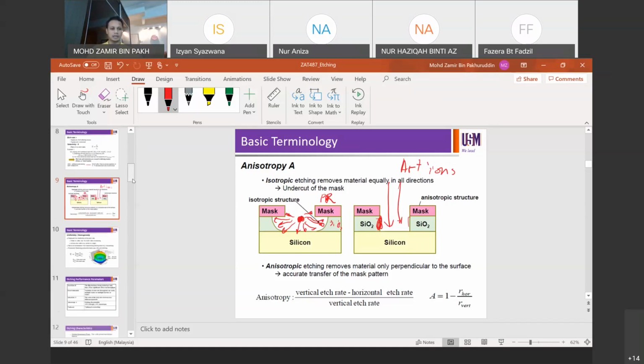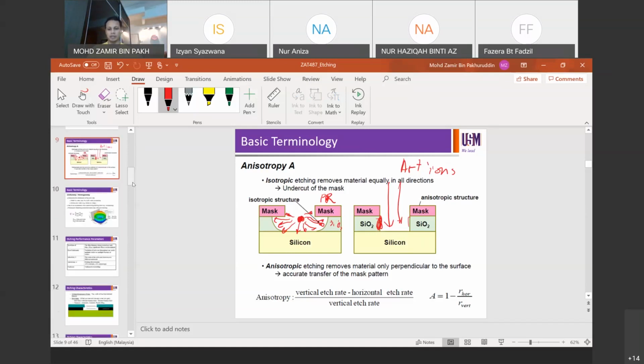So the higher the anisotropy, the more vertical the structure is. Because if it's very vertical, then 1 minus horizontal is not much, not much divided by so much, so you're going to get something close to 0. 1 minus something close to 0 is close to 1, so that is very, very anisotropic.